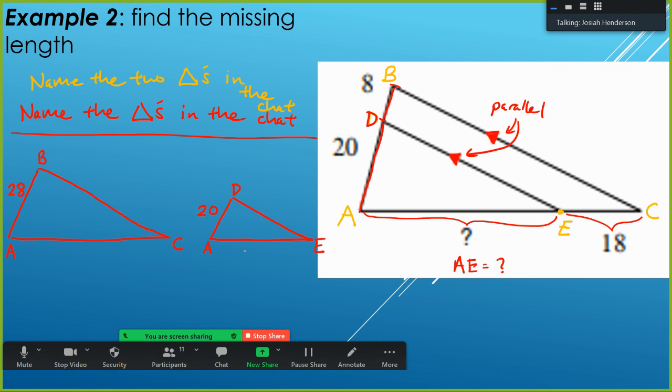So AE, we don't know that, but we know that EC is 18. We know that A to C is the unknown plus 18. So AC is the unknown, let's call it X plus 18. We can call it whatever you want. I'm just using X because it's pretty common to use as our unknown. And then AE is just X, just the unknown.